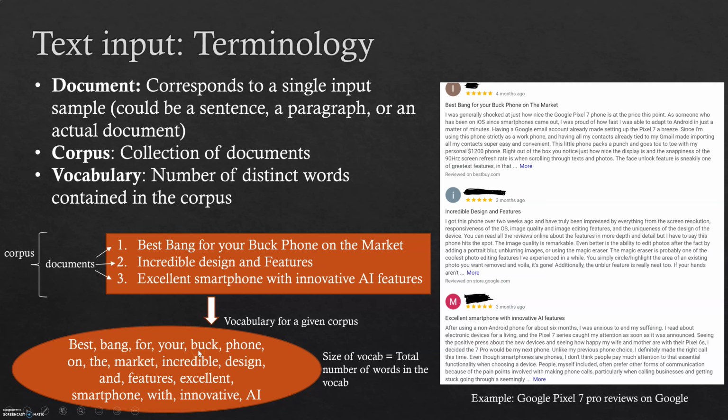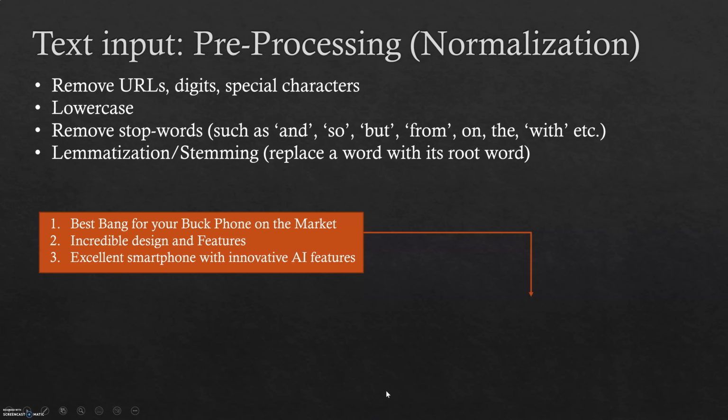Then the vocabulary is nothing but the unique words that are present in the entire corpus. So this is the vocabulary. As you can see, this corpus is pretty unique. Only the word features is repeated twice, but everything else appears only once. Therefore, the vocabulary is all of these words, whereas features is counted only once, because we care about the unique words. Now that we understand the terminology, let's get deeper into how we do the pre-processing.